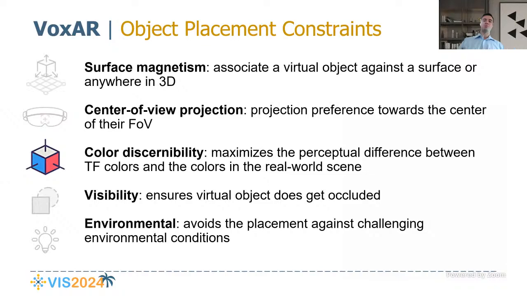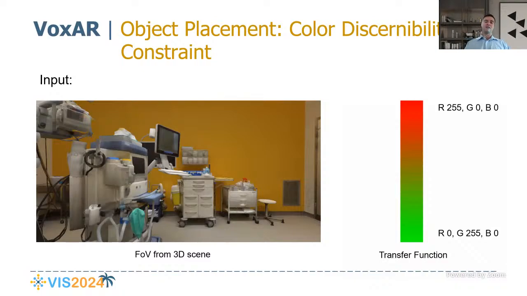Now, I'd like to go into a bit more detail about one constraint as it ties in with the second half of the pipeline: color discernibility. As we state here, it maximizes the perceptual difference between transfer function colors and colors in the real-world scene. But what does that mean exactly? Well, let's take a look at this example scene, where we want to place an AR volume that uses this transfer function. Ideally, the volume should show up well against the background, and the information should be understandable. Given that, how do we evaluate each location?